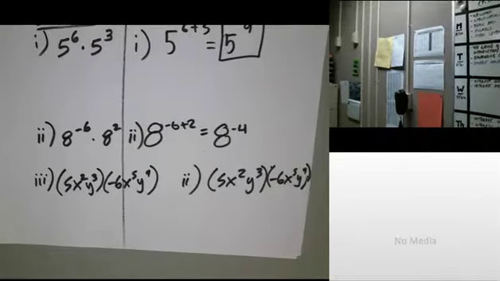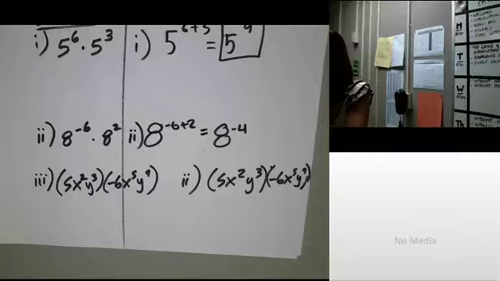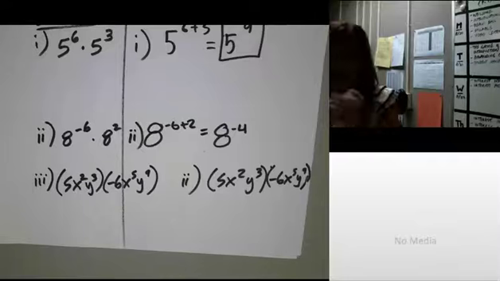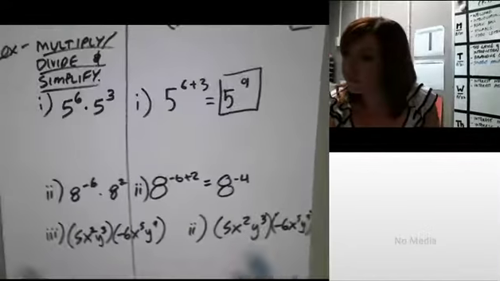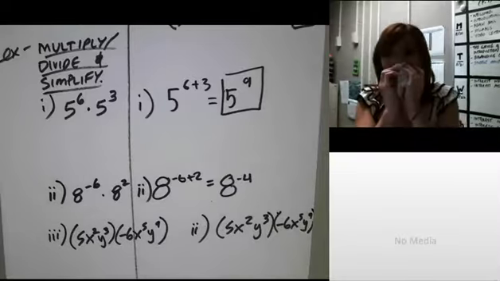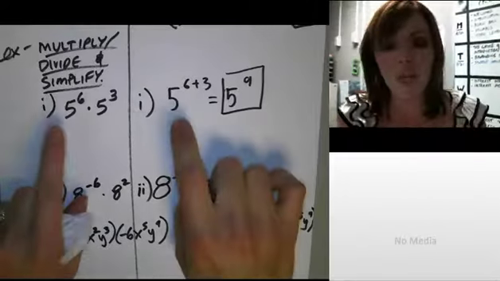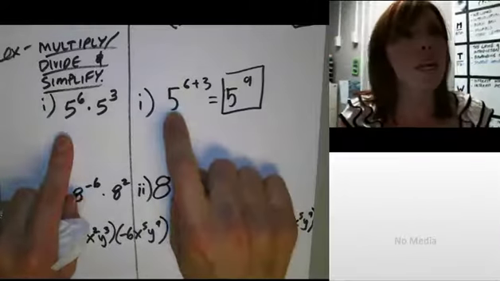Yes. I was just wondering why we did 5 times 5 and 8 times 8, even though it was multiplied. That's okay. In all of these, why did we not get 25 to the 9th or something?